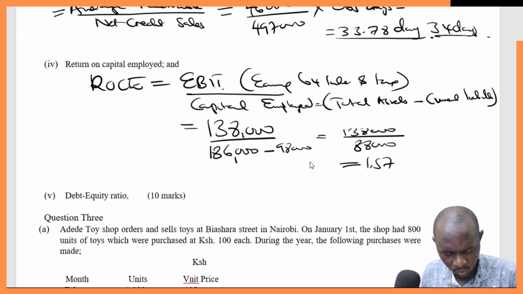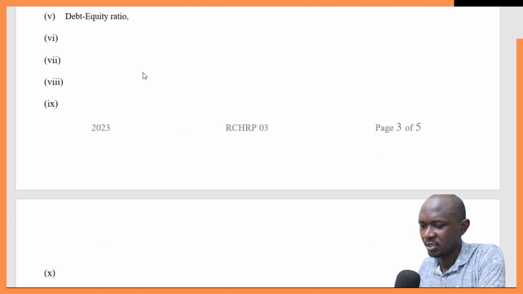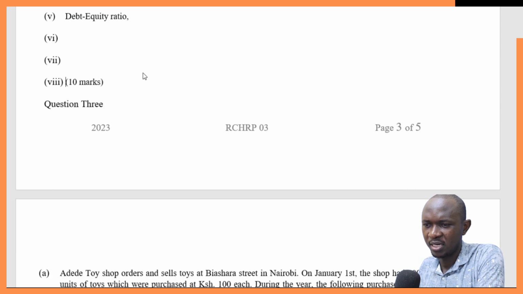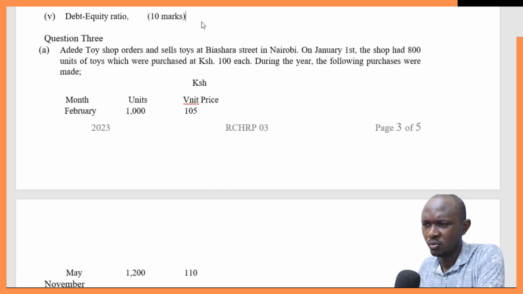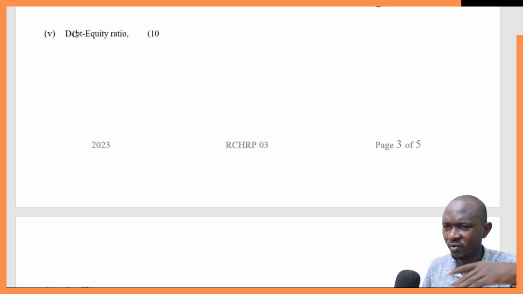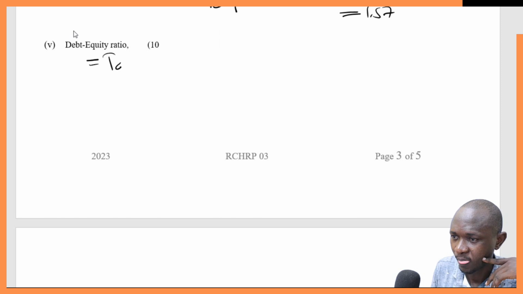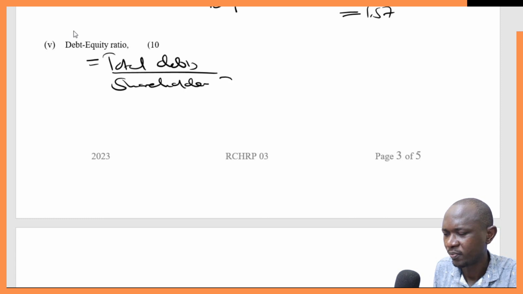Okay, so that one gives us 1.57. So let's go to the last one. Debt equity ratio. As the question goes, you can clearly tell that this is a ratio. So for ratios, we simply divide. The formula for debt equity ratio is total debts over the shareholders' equity.